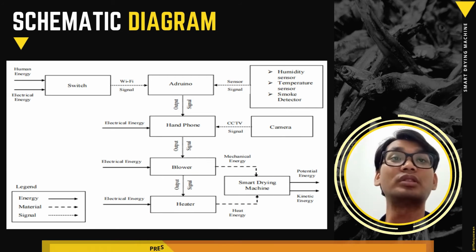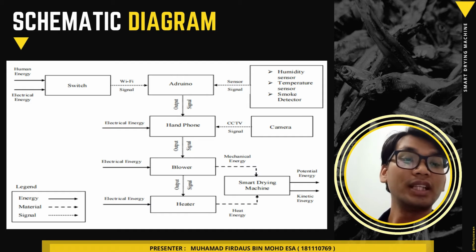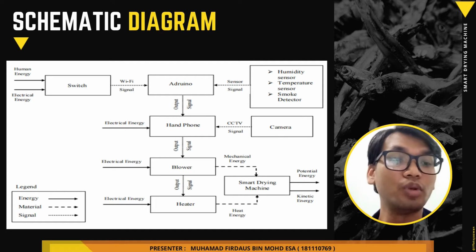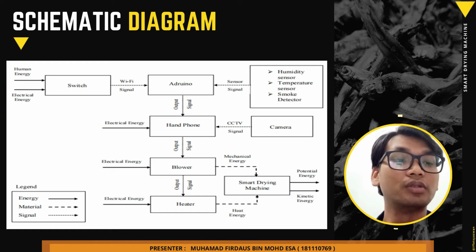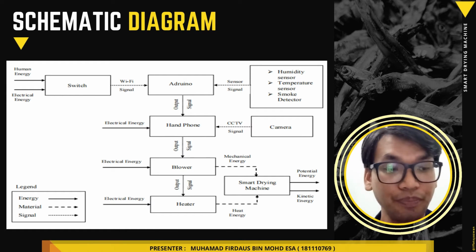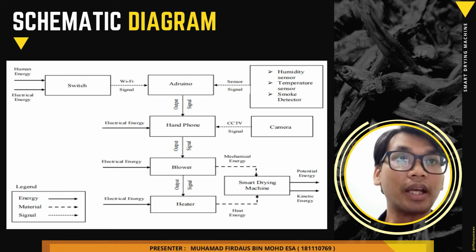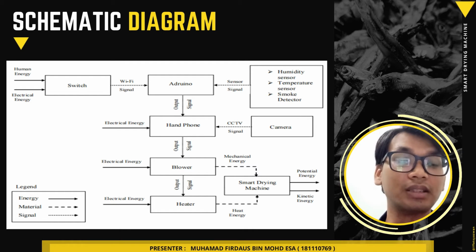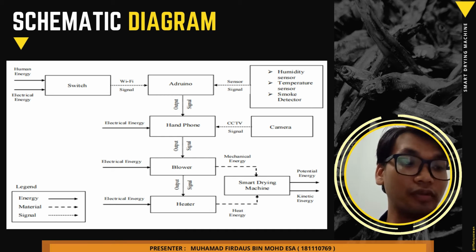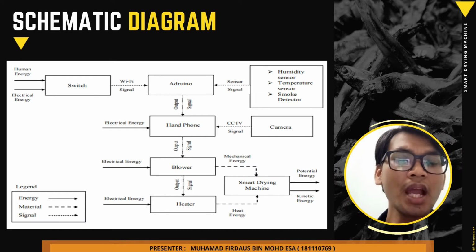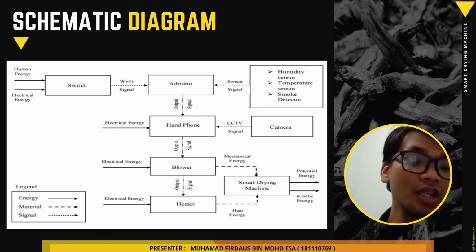I will be presenting the schematic diagram in chapter 4. So human energy and electrical energy is put onto the switch, and this will trigger a Wi-Fi signal to the microprocessor, which is Arduino. Arduino then will take signals from sensors like the humidity sensor, temperature sensor, and smoke detector to operate, and thus send the output signal to the handphone for monitoring. The image displayed on the phone is directly linked to the CCTV.